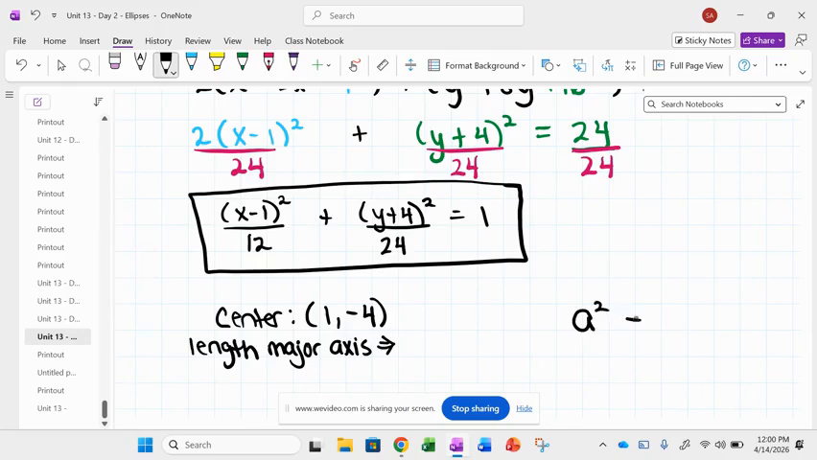Well, what's a squared? Let's start there. What's a squared? 24. Wouldn't I have to square root both sides? So then when we simplify that, wouldn't that be 2 root 6? But that's a. The length of the major axis is not going to be just a. It's going to be 2a, which makes it what? 4 root 6. You got it.